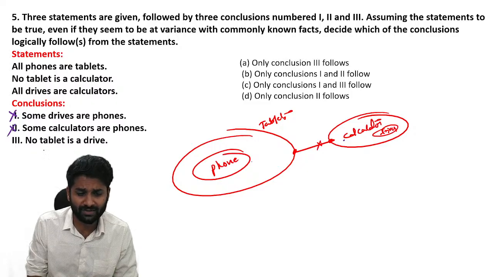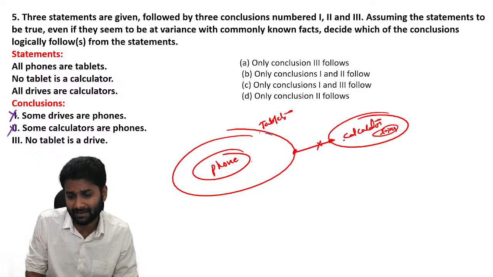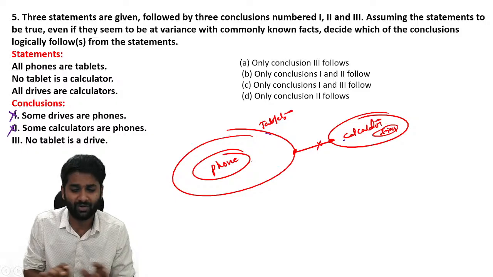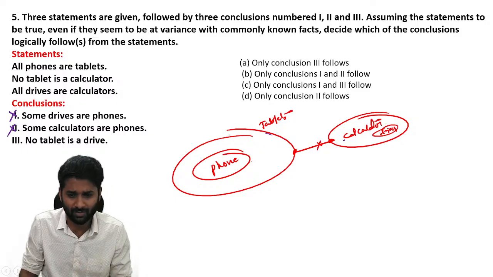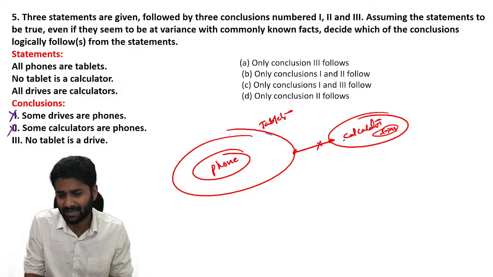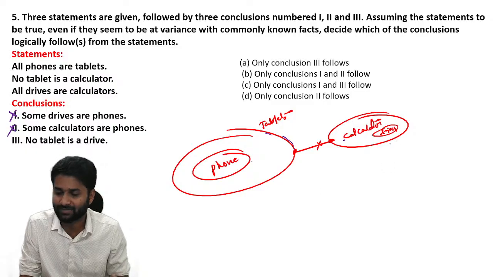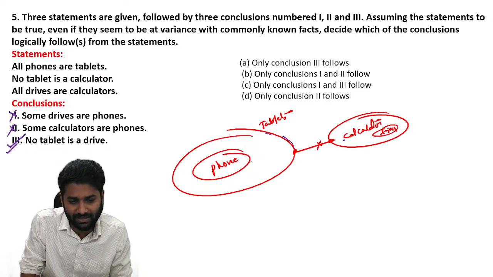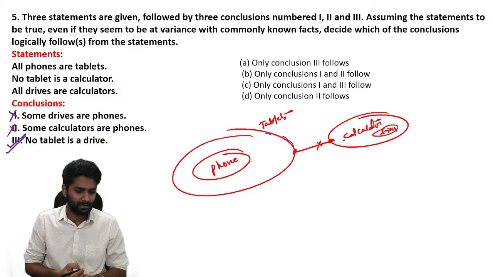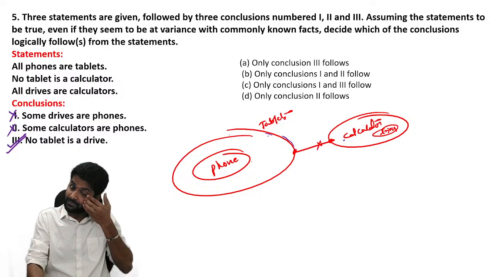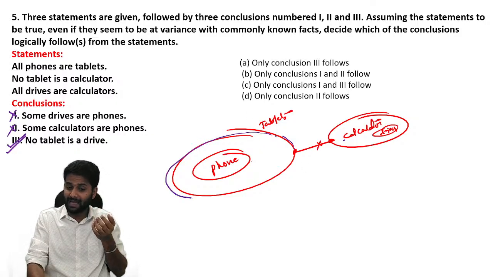Now go through the third one. No tablet is a drive, guys. So can I combine the tablet and drive? It's not at all possible. The reason is that they clearly mention that you cannot take tablets into the calculator. It means you cannot take tablets into the drives also. That's why conclusion 3 is correct. Remember, if you check with the diagram, you cannot place any tablet.